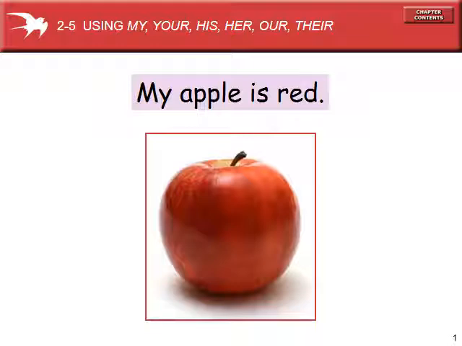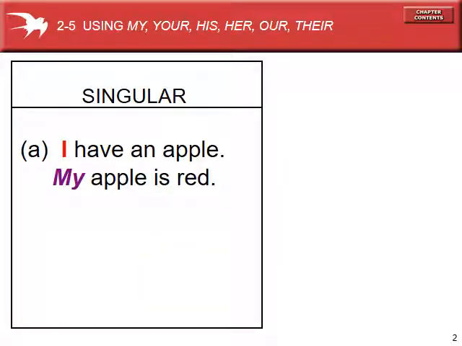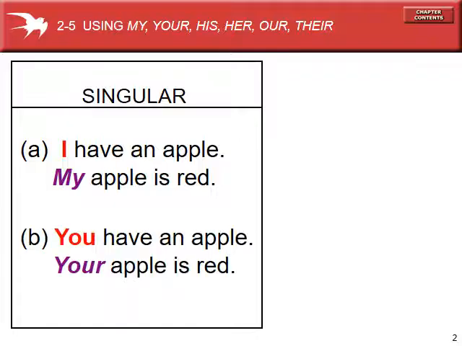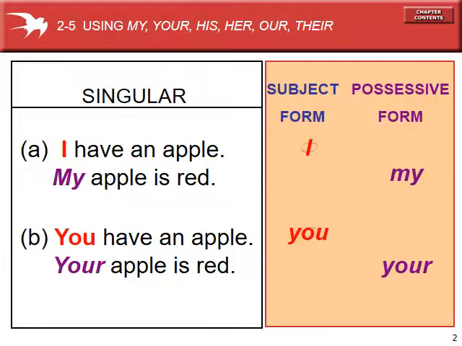So if we look at this one here first, this first one says, "My apple is red." My is the possessive pronoun. So there's 6 different possessive pronouns. The first one is my, which refers to I. So I have an apple, my apple is red. The second one is you, your, which refers to you. The subject form of these are I and you, and the possessive forms are my and your. You can see that there's a difference in the forms of them.